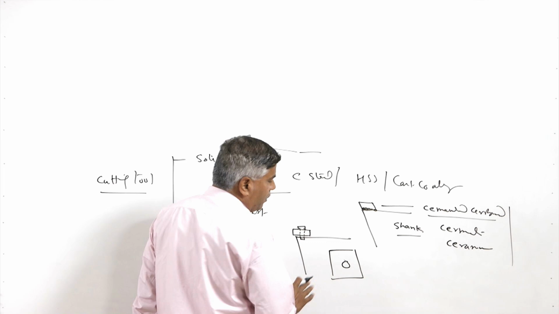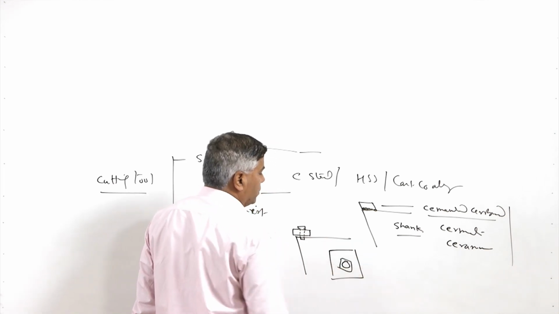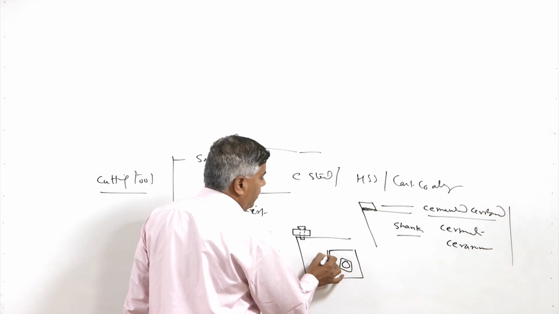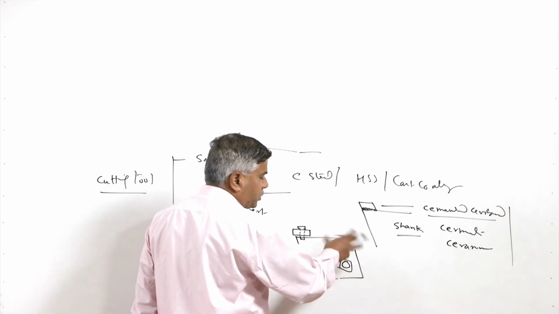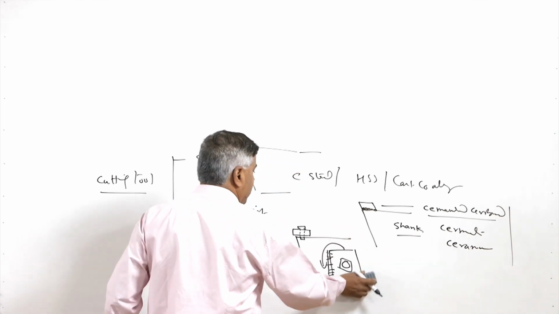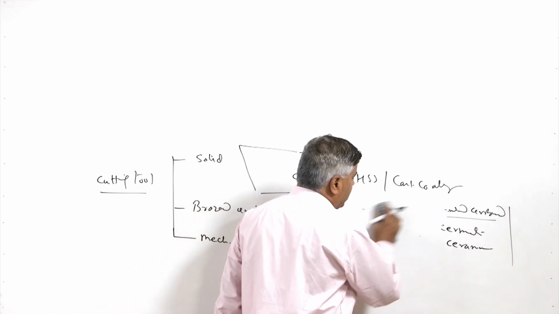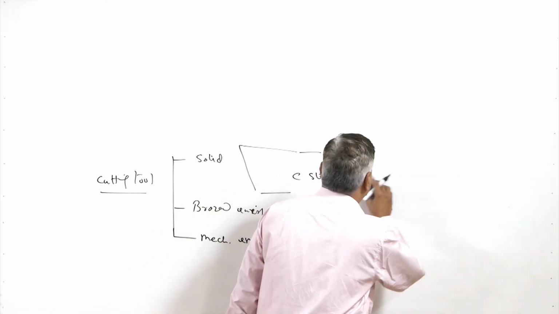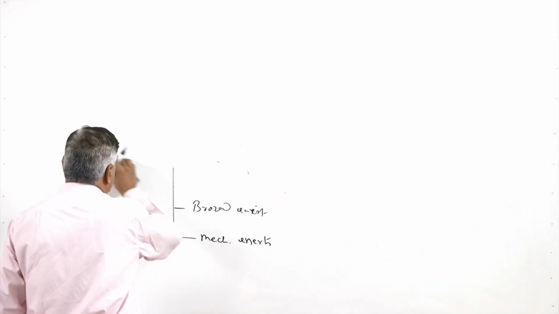Say this is the top view of one insert, and this hole will be used for holding the insert onto the shank. Once this edge is working, and if it goes out of order, then another edge can be brought into action. So, this kind of indexing is possible, and without changing the setup, the insert is simply indexed so that it can be brought into cutting action. So, these are the three different forms of the tool.